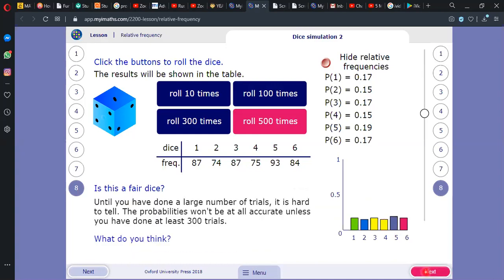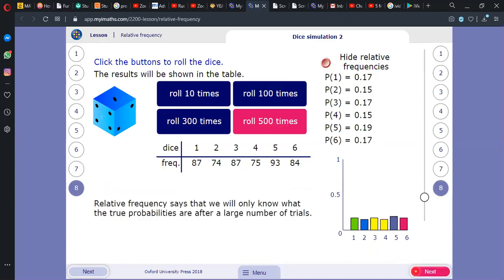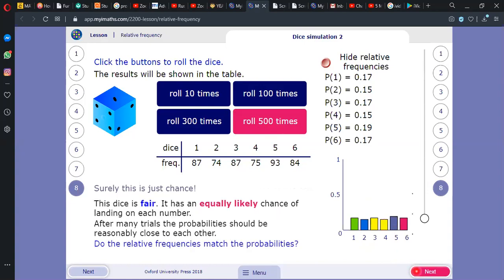This is a fair dice, now that we've actually clicked 500 times, so we expect it to be very close. Okay, let's find out. Yes, this dice is fair because it has an equally likely chance of landing on each number. After many trials, we see that the probabilities should be reasonably close to each other, and that has happened here. So we are good to go.